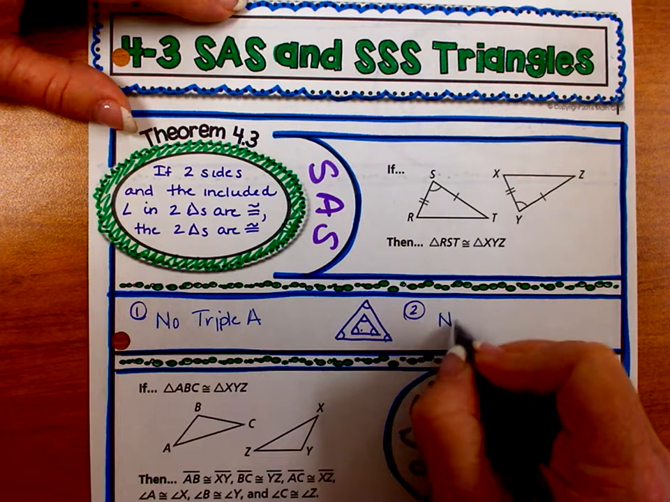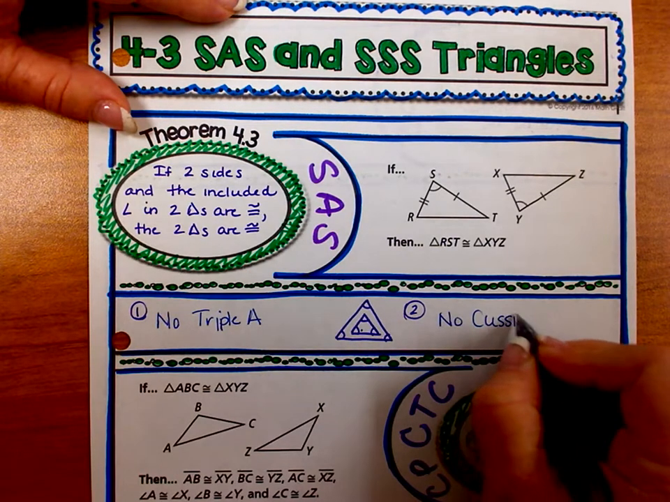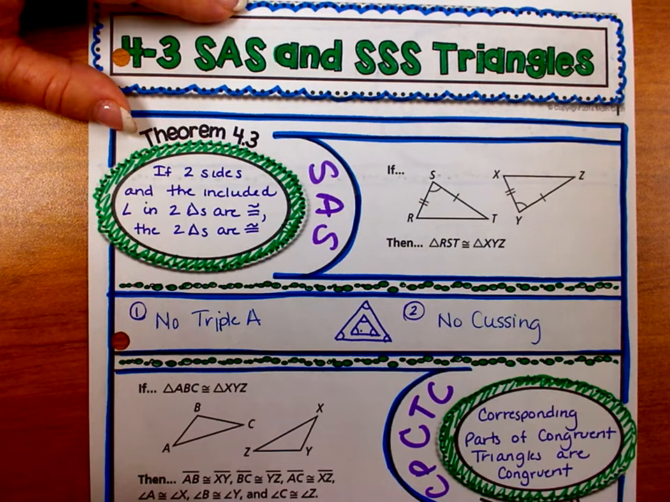And then the other one, no cussing or writing inappropriate reasons for proofs on your paper.